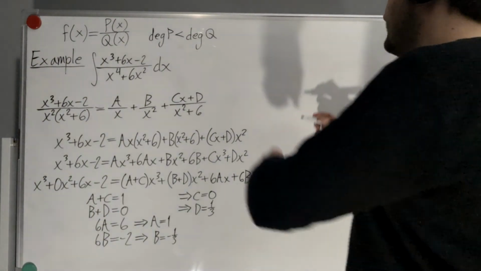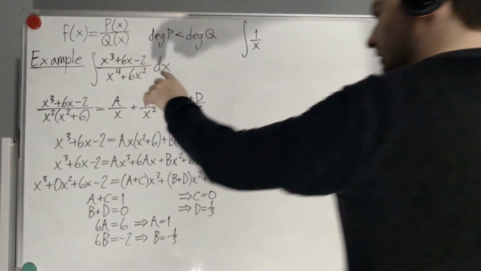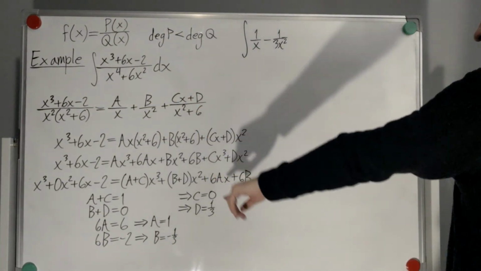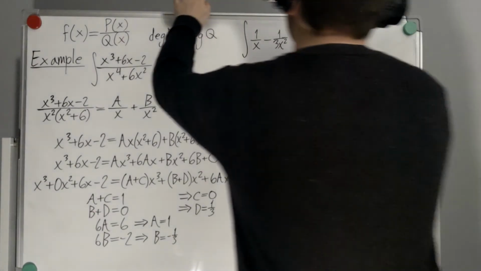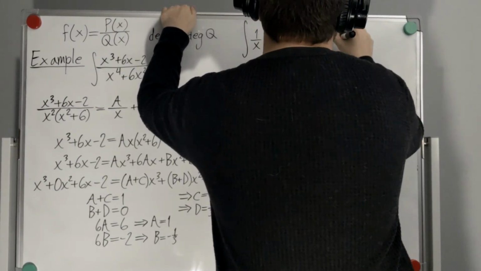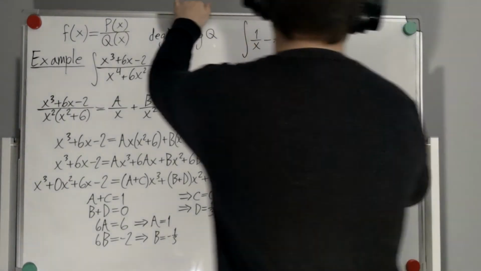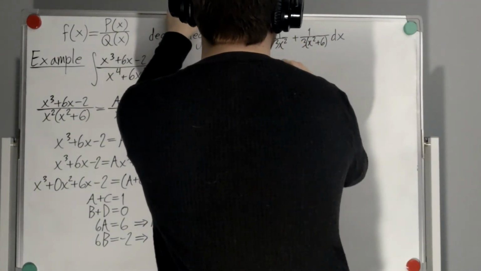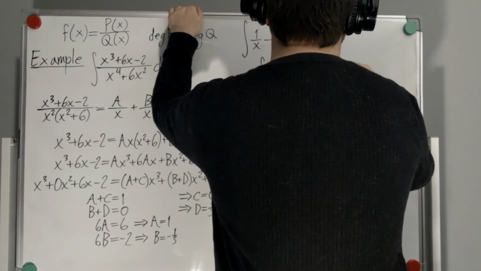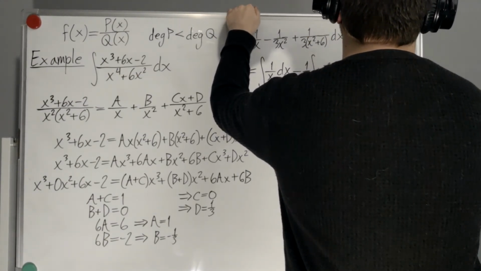So, this now becomes the integral of, we have A, which is 1 over x, then B, which is negative 1/3 over x squared, then C is 0, and then D is 1/3, so we're going to have plus 1/3 over x squared plus 6 dx. Okay? And so now, again, we can split this into 3 separate integrals that we can do individually. Integral of 1 over x dx minus 1 over 3 integral of x to the negative 2 dx plus 1 over 3 integral of 1 over x squared plus 6 dx.